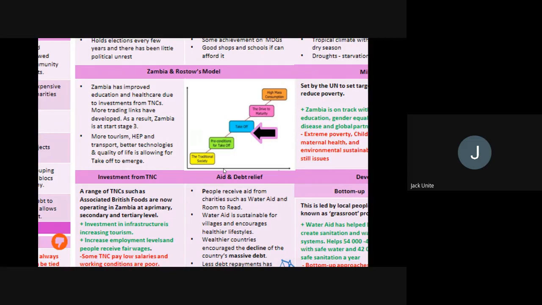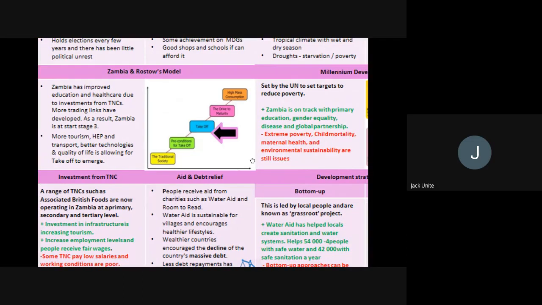And so a lot of my group talked about how they've got all the eggs in one basket, is a saying you might have heard from before. But they're starting to diversify. Although copper still plays a significant part, they are starting to find other sources of income, and therefore moving into that stage 3 takeoff.